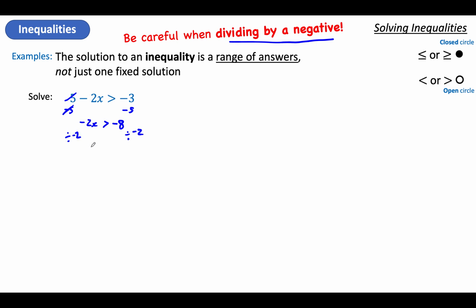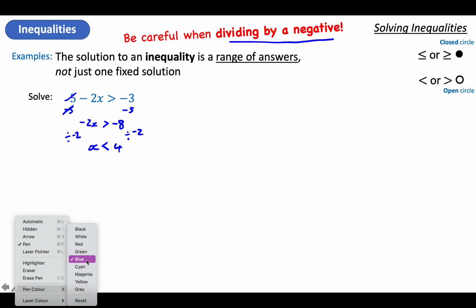Now negative 2 divided by negative 2 just leaves 1. Negative 8 divided by negative 2 is 4. Nothing special about any of that. But at this point, you need to reverse the sign. I know, right? You just need to reverse the sign or it doesn't work. And I will prove to you that that is the case.